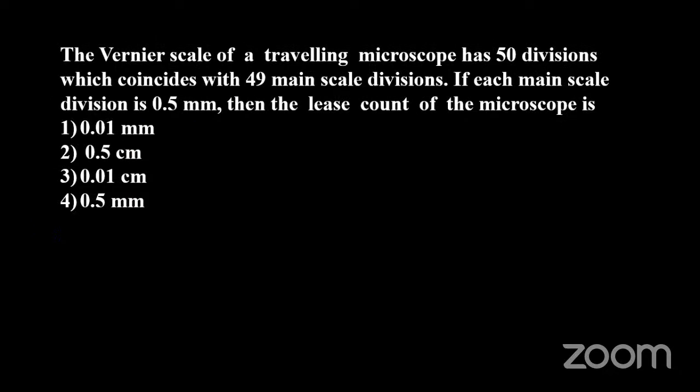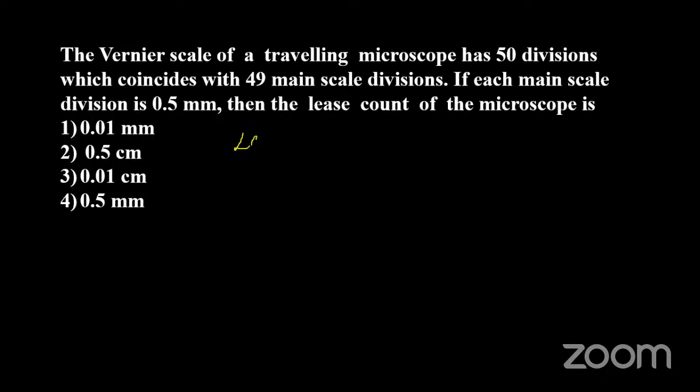Okay, so a vernier scale of a traveling microscope having 50 divisions coincides with 45 divisions. So 45 divisions coincide. If each main scale division is 0.5 mm, then what is the value of the least count of the microscope, they have asked.